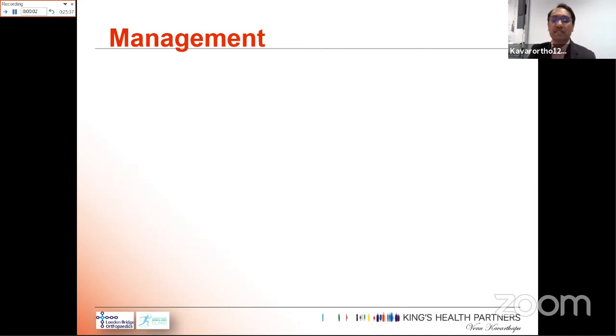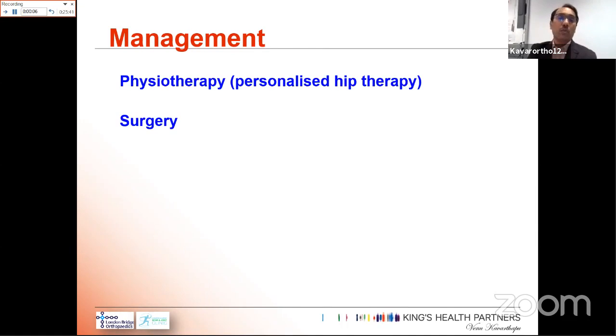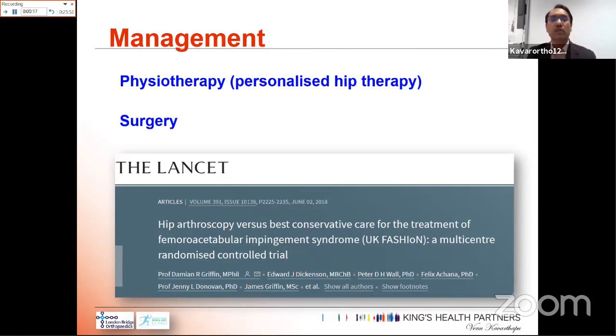So the management, once you make the diagnosis, is still operative versus non-operative. Personalized hip therapy is still there, it has a significant role. And in fact, a very useful high-powered study was published looking at hip arthroscopy in comparison to the best conservative care, which is the personalized hip therapy, in the management of femoroacetabular hip impingement. The UK FASHIoN study, a multi-center randomized controlled trial, and my unit was also part of it, has shown for a change that hip arthroscopy is superior compared to physiotherapy in this group of patients.